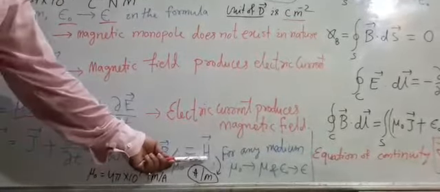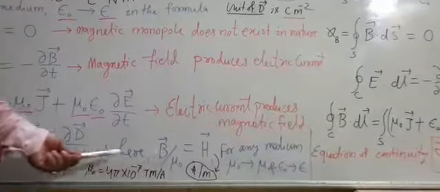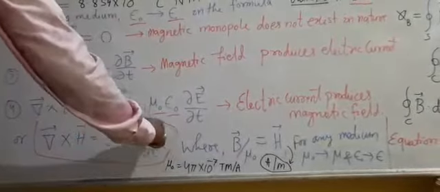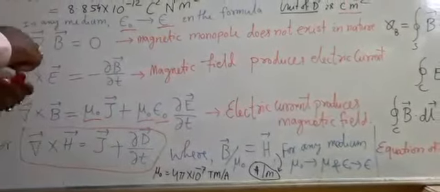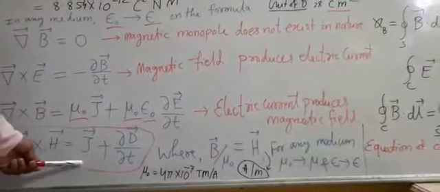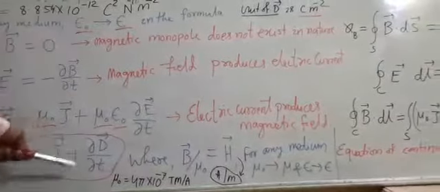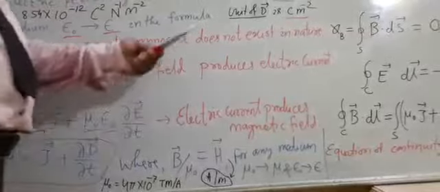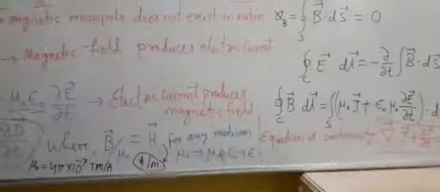Okay, so if you write H as B by mu naught, then the expression becomes curl H is equal to J plus del D by del t. So it is Maxwell's fourth equation. These are all the differential form. Similarly, you can express them in the integral form.